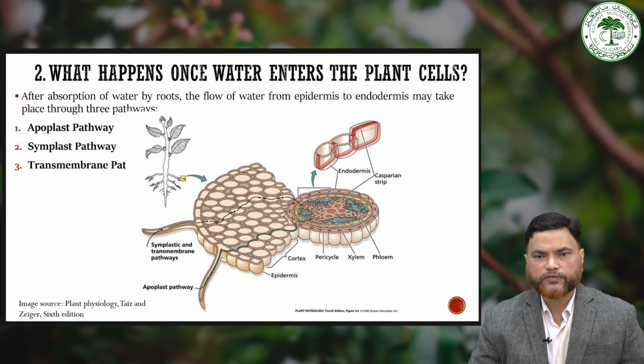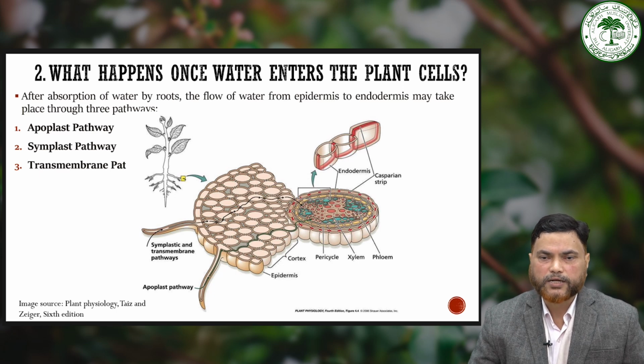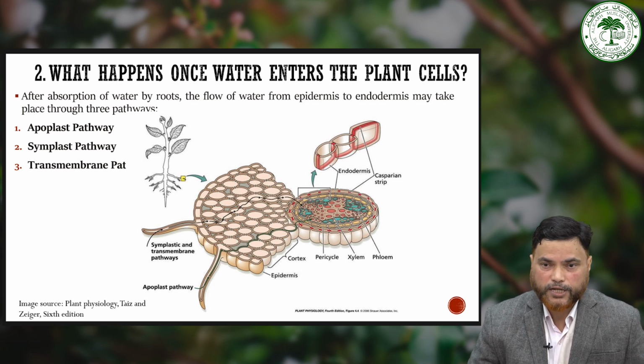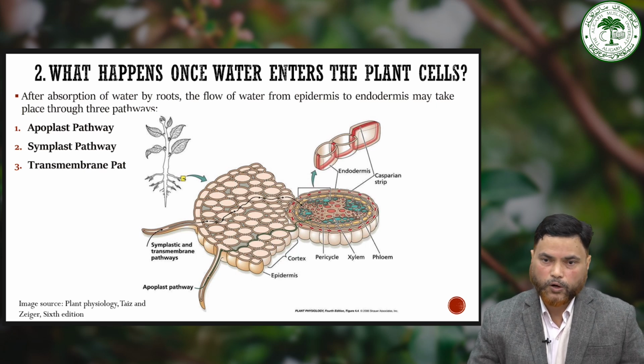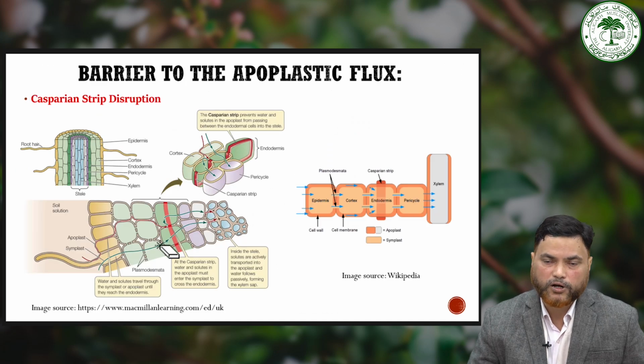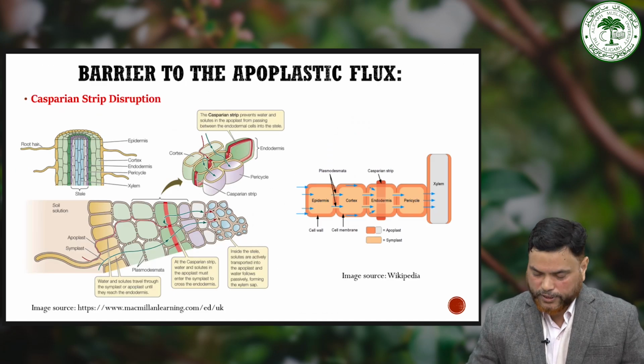So, the relative significance of the apoplast, symplast and transmembrane pathways in water transport across the root has not been fully established, that is, which route is preferred. However, it is known that a combination of these three pathways is responsible for facilitating the movement of water.